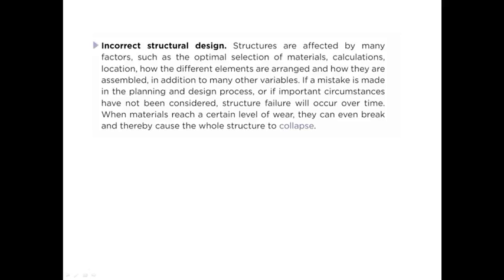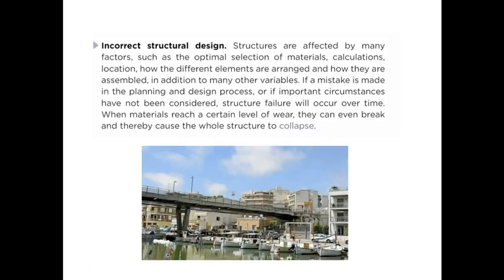Incorrect structural design. Structures are affected by many factors, such as the optimal selection of materials, calculations, locations, how the different elements are arranged and how they are assembled, in addition to many other variables. If a mistake is made in the planning and design process, or if important circumstances have not been considered, structural failure will occur over time. When materials reach a certain level of wear, they can even break and thereby cause the whole structure to collapse.